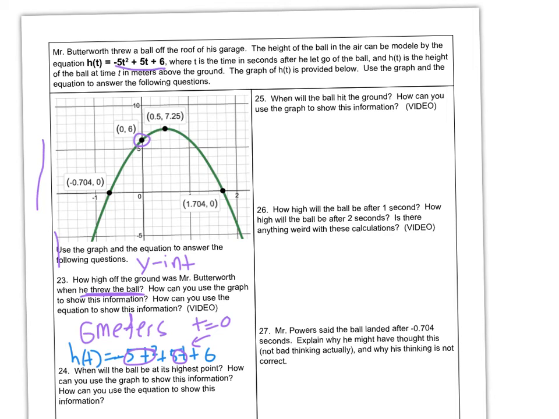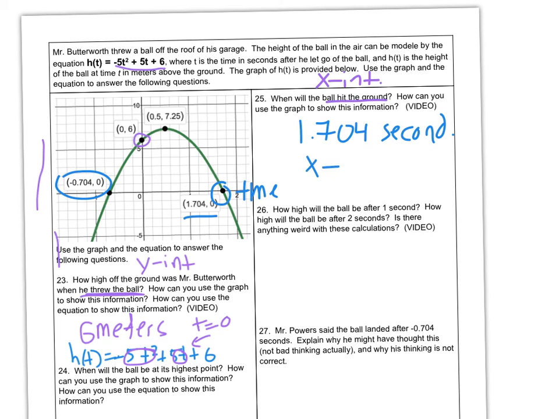When will the ball hit the ground? As soon as I see hit the ground, I want to think about this as the x-intercept. So in this case, I've got two different options, but one of them's got a negative time because the x-axis or t-axis here is time. So at 1.704 seconds, that's my positive x-intercept. It's going to hit the ground. And for the graph, we're looking for x-intercepts.